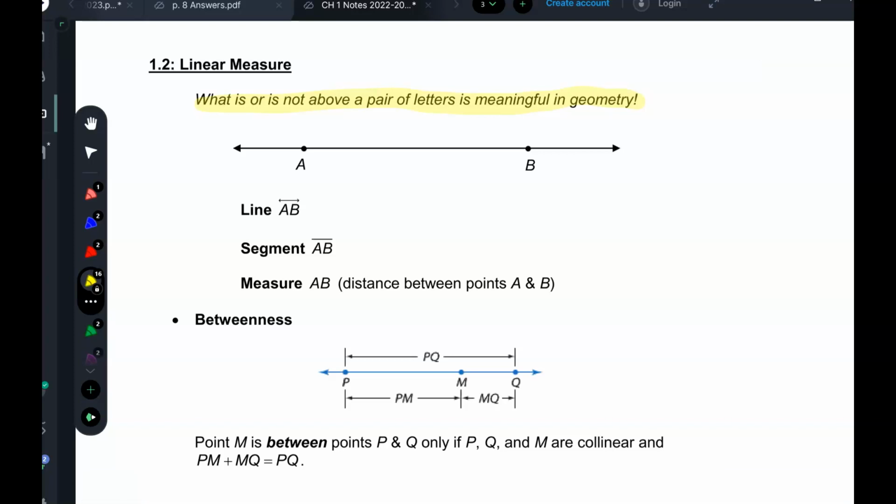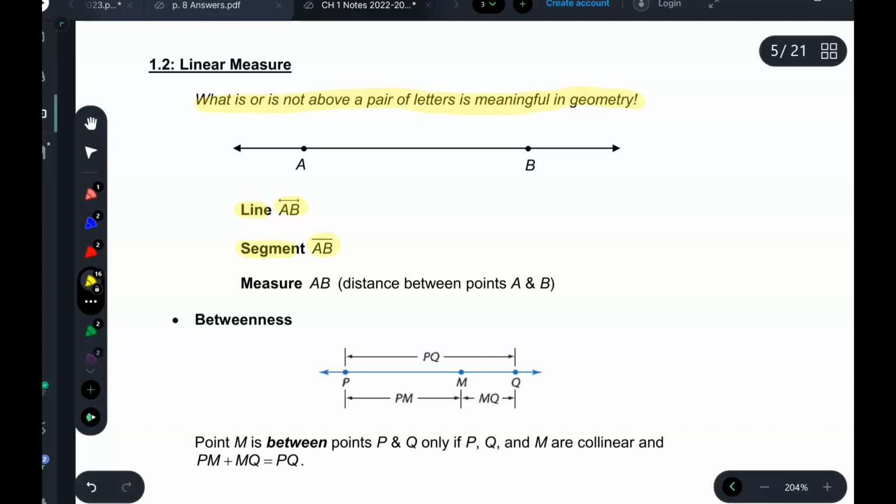So I put this little sentence here first. What is or is not above letters is meaningful in geometry. So here are different types. We already talked about a line. We have to have the arrows on the end. That's really important. The next one is a segment.